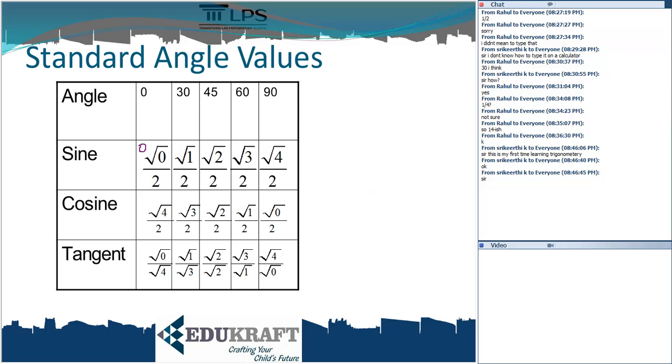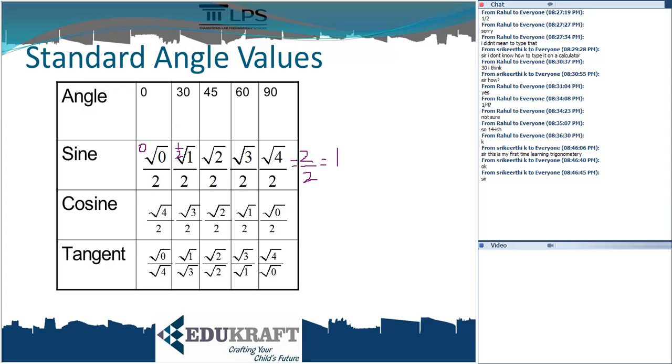Whereas sine of 30, which is root of 1 upon 2, will be half because root 1 is 1. Sine of 45 is going to be root 2 upon 2, so that remains as it is. Sine of 60 is going to be root 3 upon 2, so that will also remain as it is. And sine of 90 is going to be root of 4 upon 2, and you know that root of 4 is 2. So this is going to be 2 upon 2, and 2 upon 2 is equal to 1.